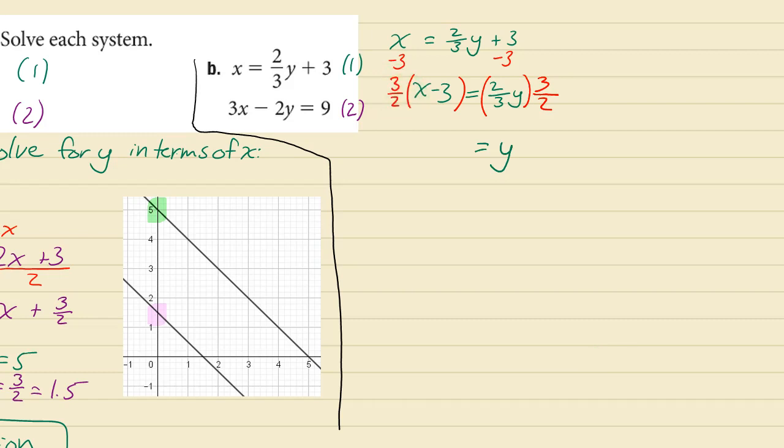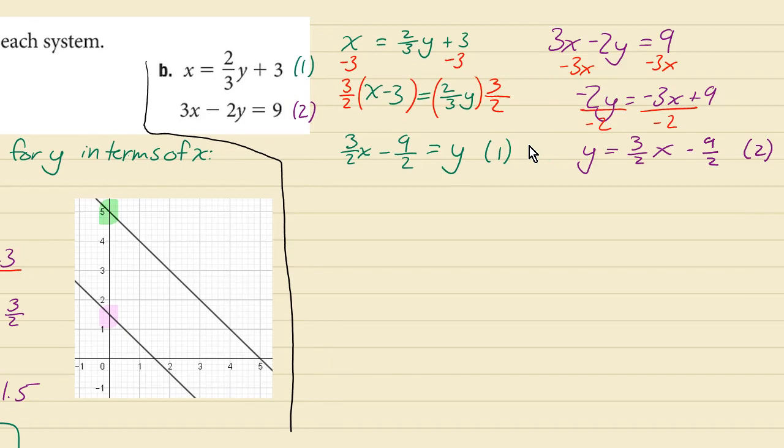On the right side you have to distribute it, so we'll get 3 over 2 x. 3 times negative 3 is going to be 9 over 2. So there is that. That's equation 1. Let's try equation 2 now. I'll pause it to skip ahead so you don't have to sit through it. You'll get something like this.